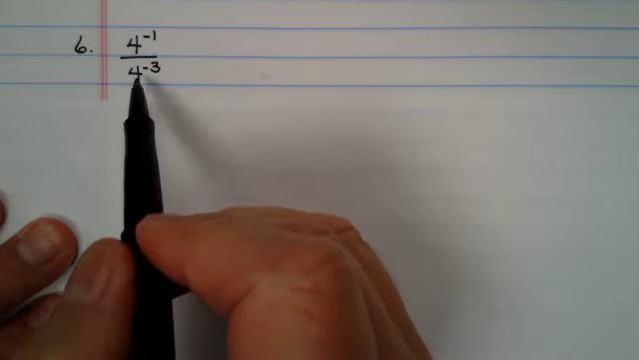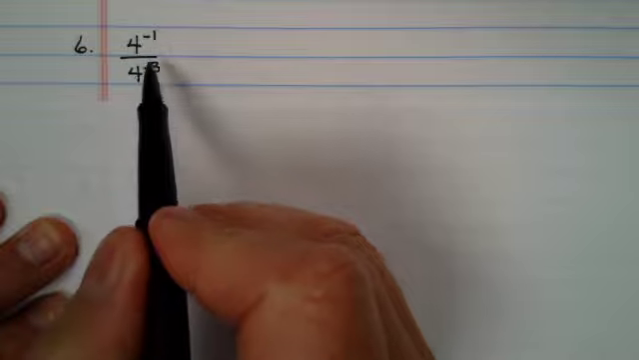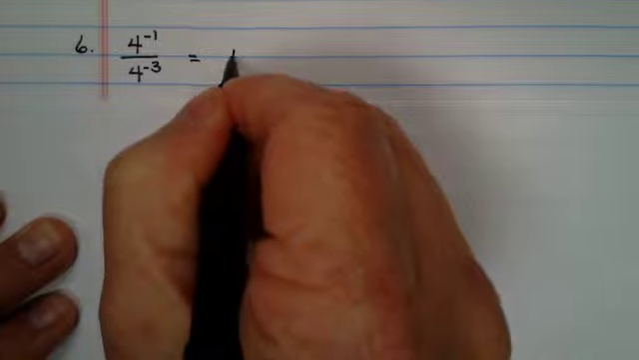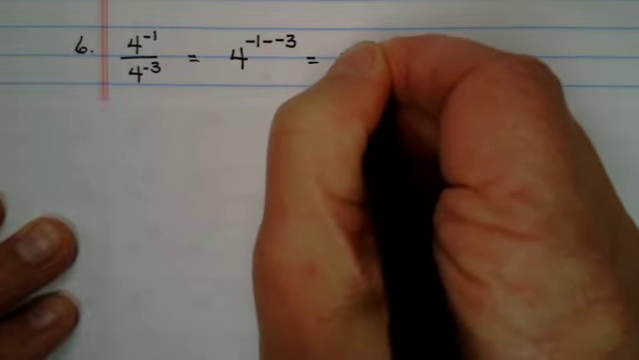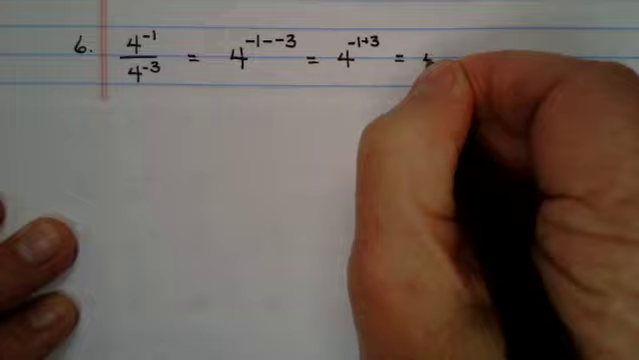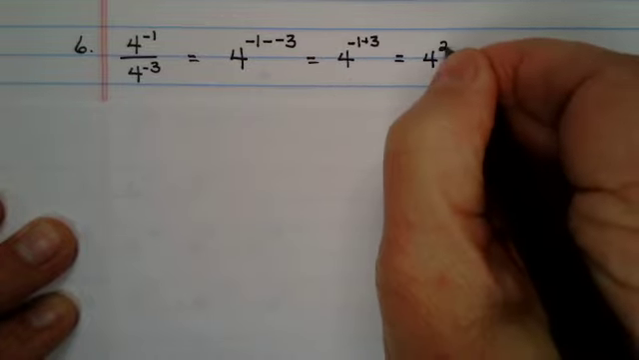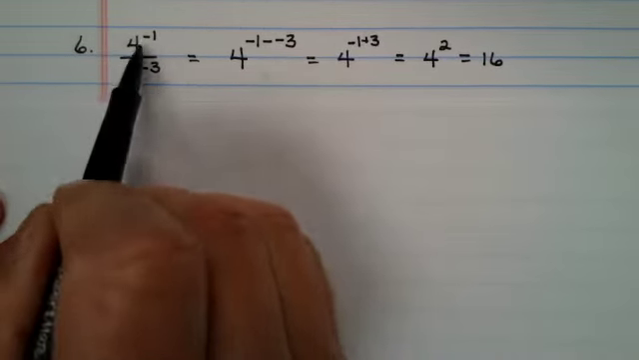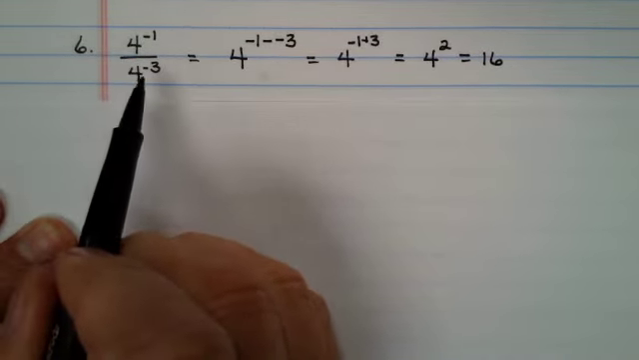Next example. My bases are the same. As soon as I see that my bases are the same, that means I can subtract these exponents because I'm dividing. So I write my base down and I subtract these exponents. -1 minus a -3. That's going to be 4 as my base, -1 plus 3 as my exponent. -1 plus 3 is 2, and 4 raised to the second power is 16. So my laws of exponents, or my rules, helped me solve this one.